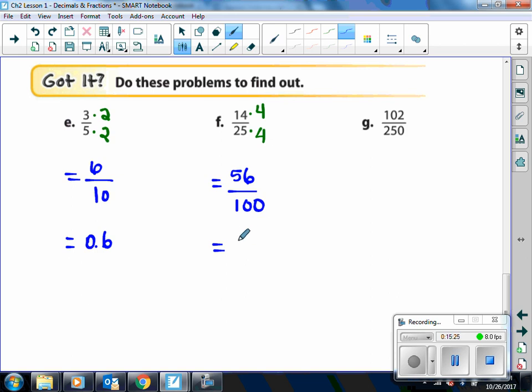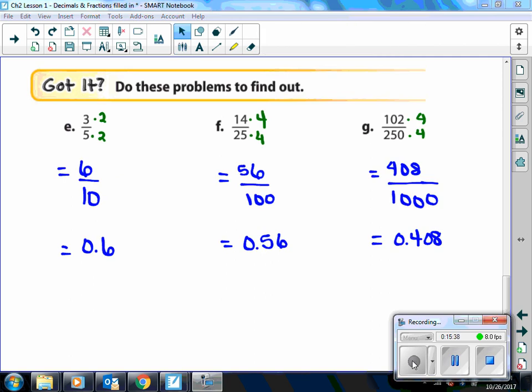So for 102 over 250, we're going to multiply by 4 in the numerator and denominator, and we get 408 over 1,000, which gives us 0.408 as a decimal.